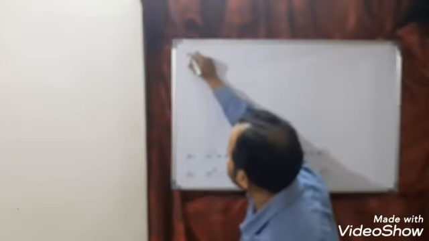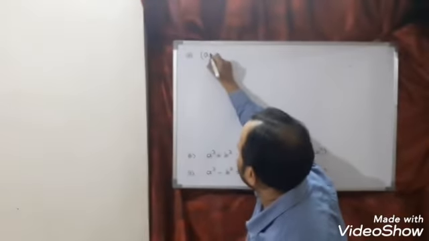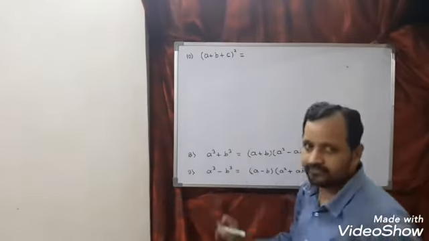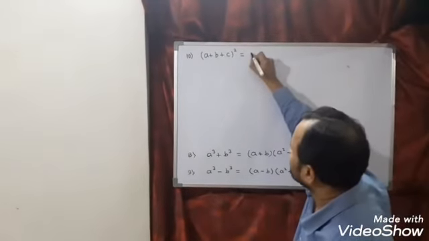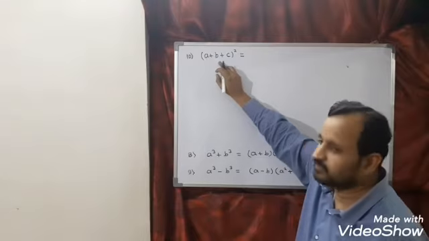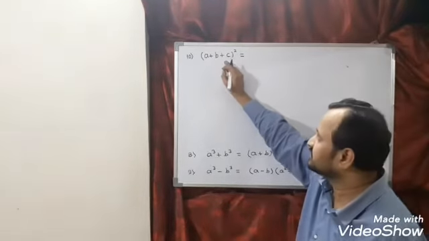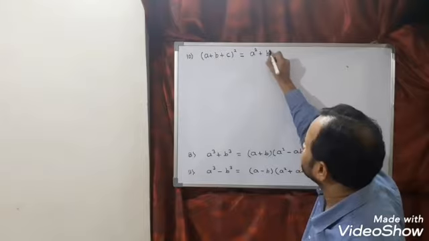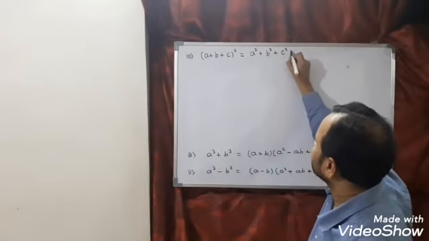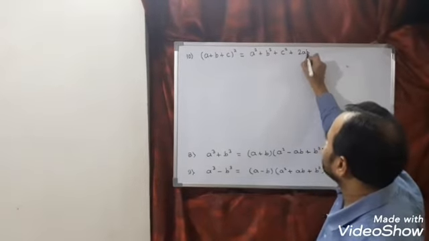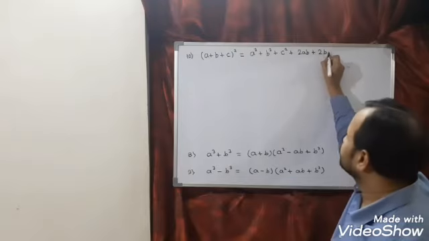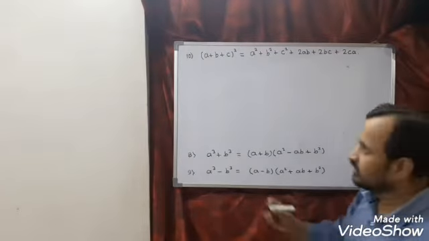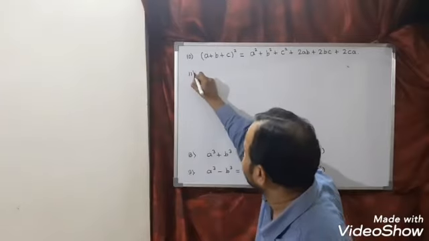10th point is a plus b plus c whole square is equal to. So when you expand this, or when you take the product a plus b plus c into a plus b plus c, if you expand, you will get a square plus b square plus c square plus 2 times ab plus 2 times bc plus 2 times ca.